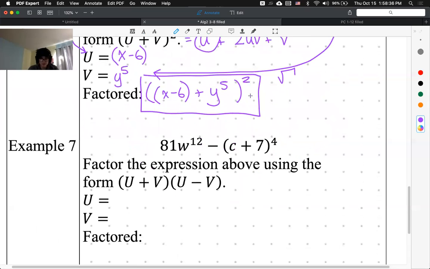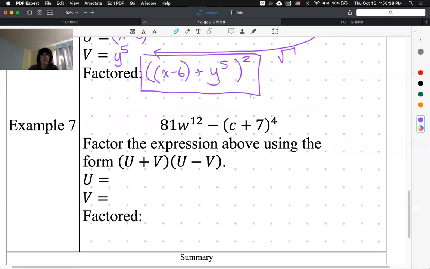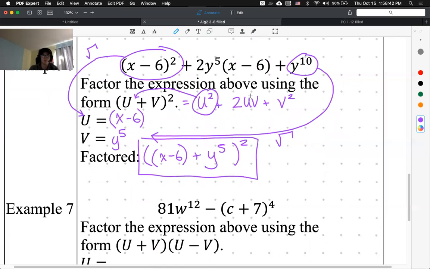Everyone try example 7 on your own. I have a question on the other one. Oh, yes. What happened to the 2y with the power? That you don't really need. That is the thing that you have to verify.